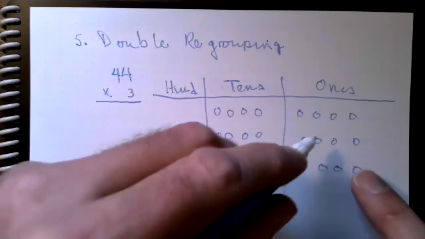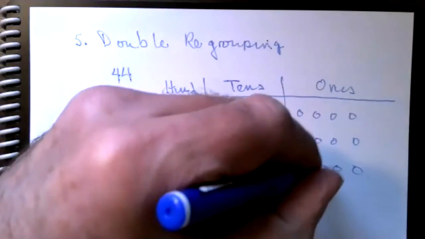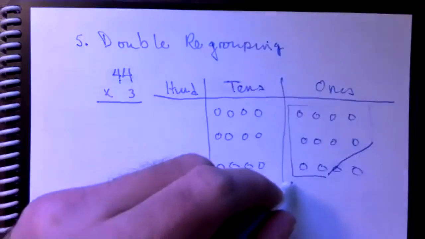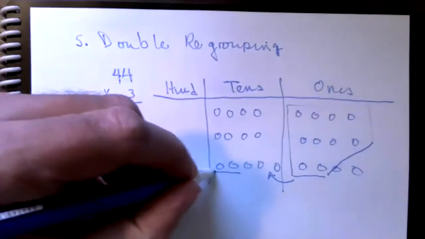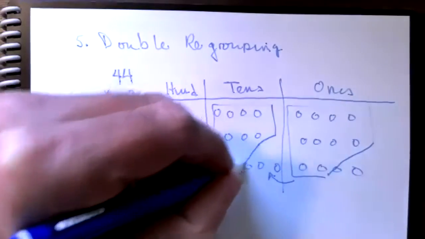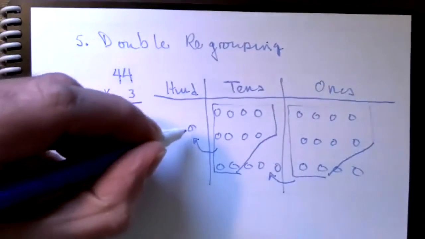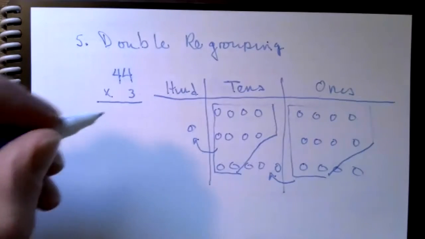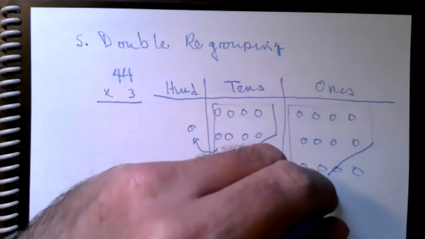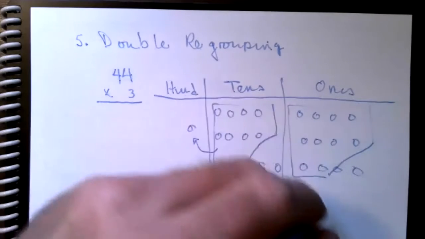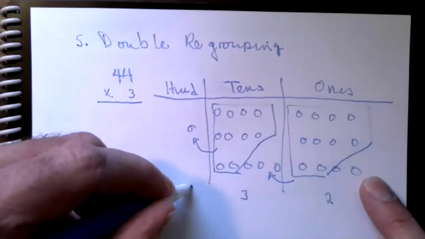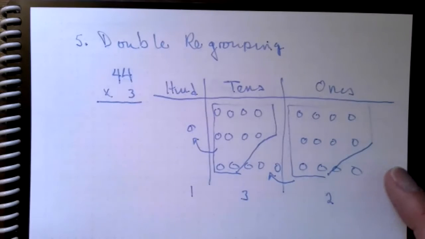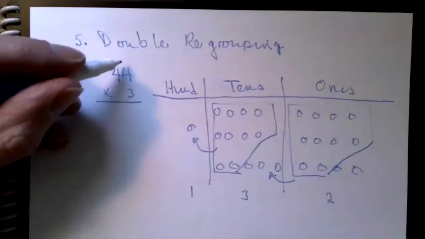And here what I've got to do is I can take 10 of these from here, bring over 1, and then 10 of these from here and bring over 1. So double regrouping just means you have to regroup twice. And let's look at what we end up with. We end up with 2 there, 3 here, and 1. Okay, 132.